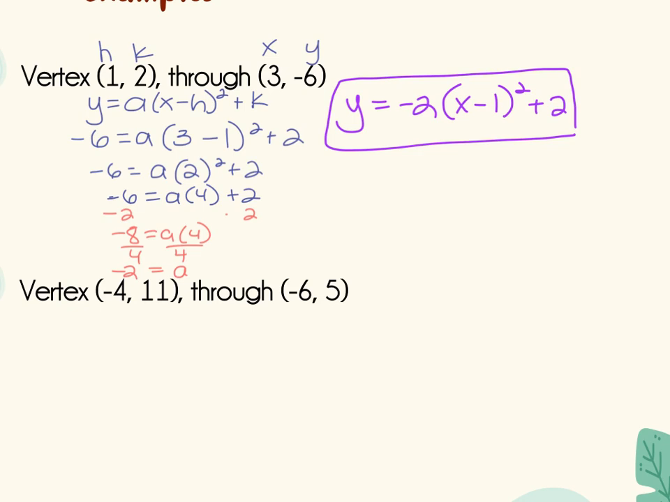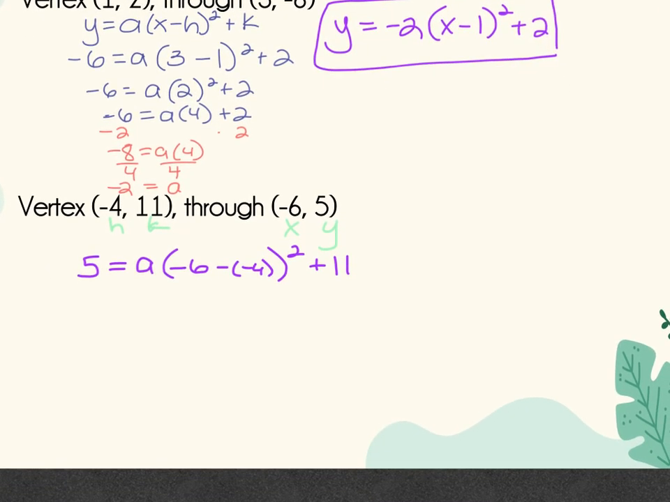Okay, last one, and then we're going to stop for the day. Again, this would be my h, this would be my k, this would be my x, this would be my y. So y, which is 5, equals a, my unknown, times (x - h). Oh wait, I didn't do x, sorry. X, which is -6, minus h, x minus a negative 4, squared, plus k, which is 11. That minus the negative becomes a plus. 5 = a times (-2)² + 11. 5 = a times 4 + 11.